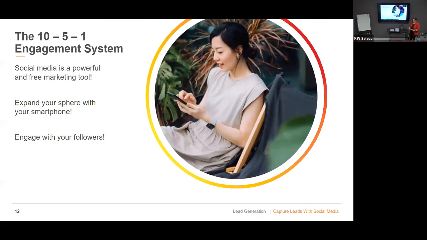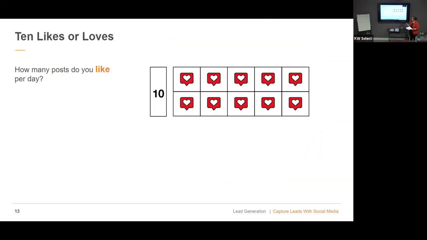Alex mentioned that 10-5-1 stands for 10 likes, 5 comments, and 1 either direct message or post or share. So that is a strategy that you can use. It's going to increase engagement on your social media. So exactly how we said it: 10 likes or loves. When you're scrolling through your Facebook account or your Instagram feed, this is something you want to be doing. You can time block for it as well. Just sit down and like 10 posts as you're scrolling.